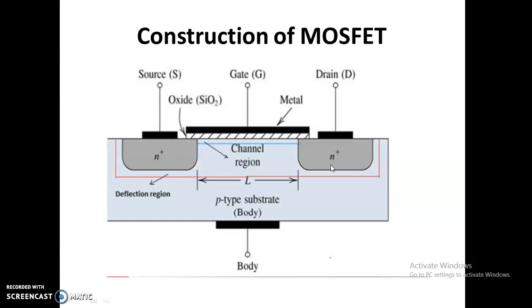The gate terminal is insulated from the N channel by a thin silicon dioxide layer. Here you can see this is the SiO2 layer. What is the effect of the insulating SiO2 layer? Due to the presence of the SiO2 layer between the gate terminal and the N channel, the input impedance of a MOSFET is very high. This is a desirable feature of MOSFET.